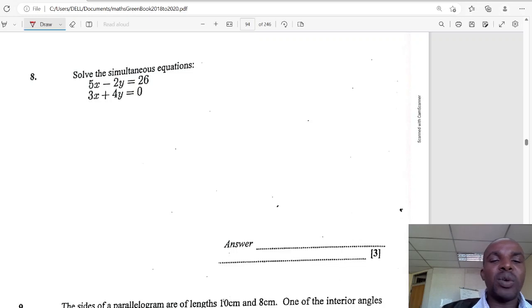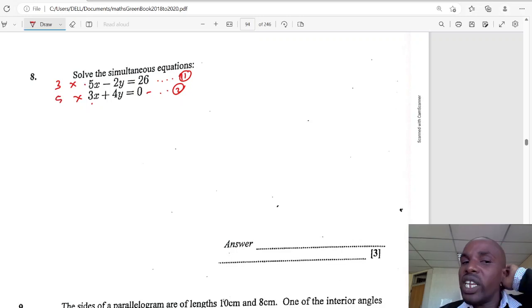Solve the simultaneous equations. You can use elimination or substitution, but in this case, we just use elimination. Let's go to this equation. Let's call it 1. This equation, let's call it 2. So equation 1, you multiply by 3. You multiply by this number here. Then equation number 2, you multiply by 5, this number.